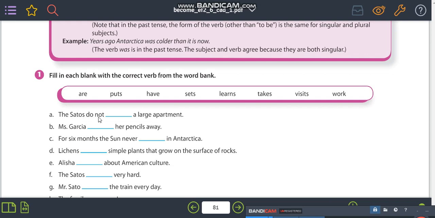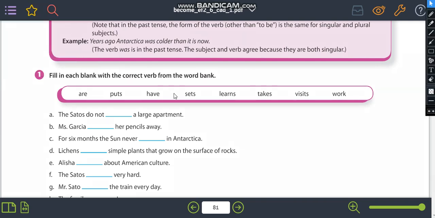So the Satos do not have, I'm going to point here, because I can't write it. Oh, I can, just a minute. Oh, I can underline it for you, and it's have. So the Satos do not have a large apartment. So you're going to put on letter A, have.